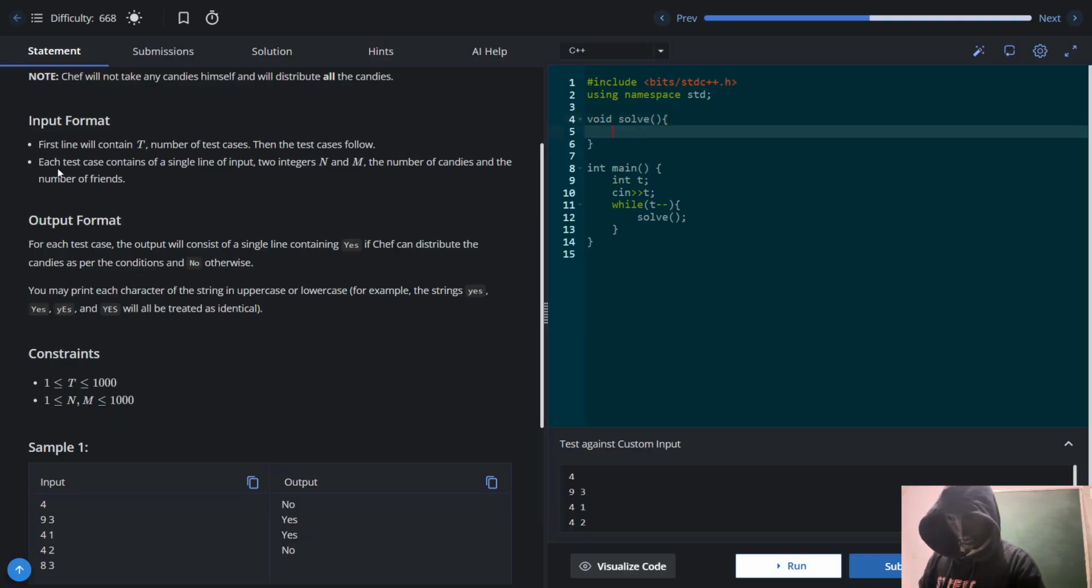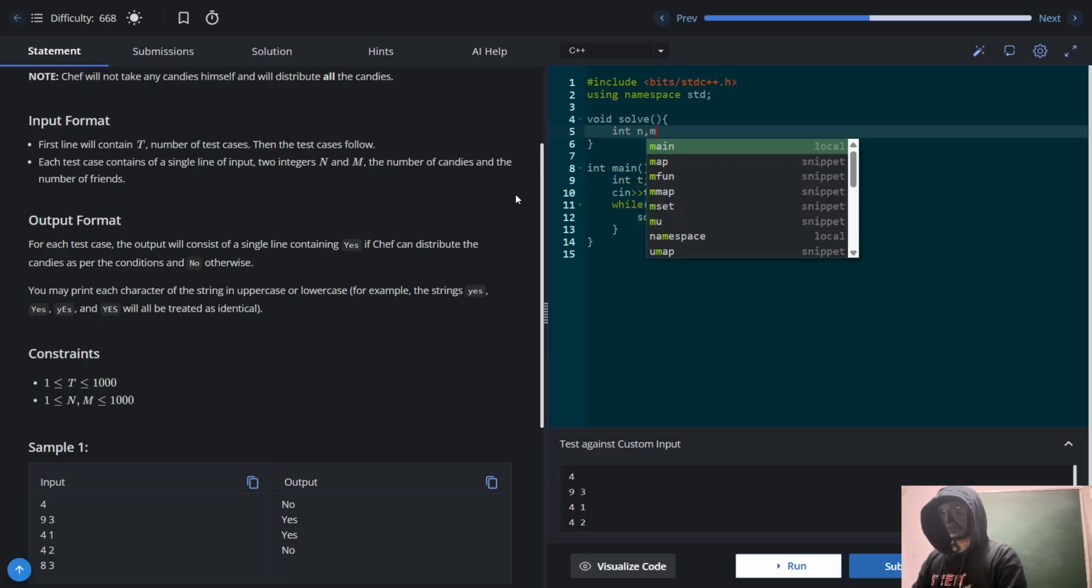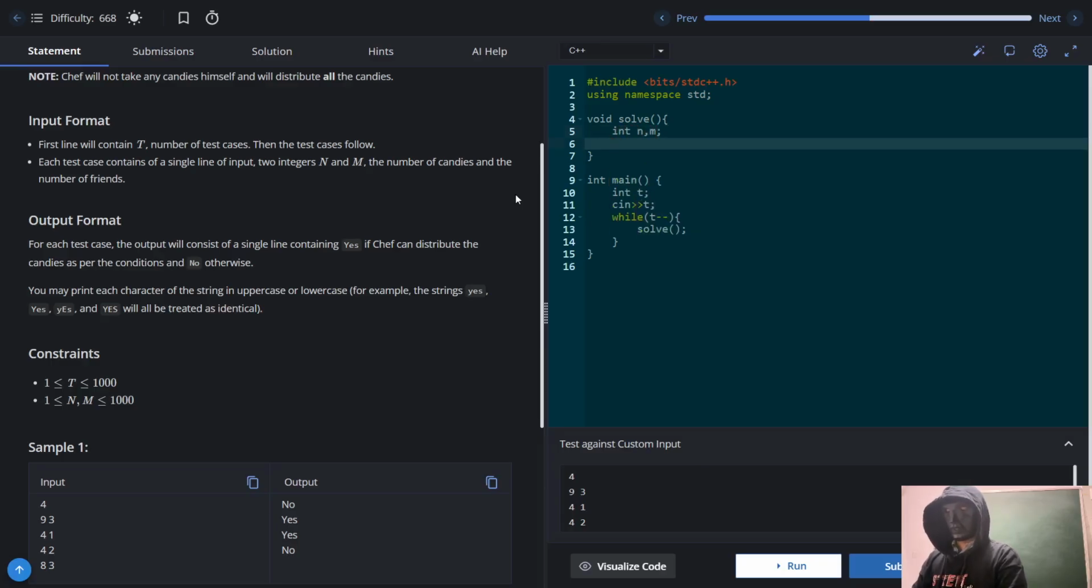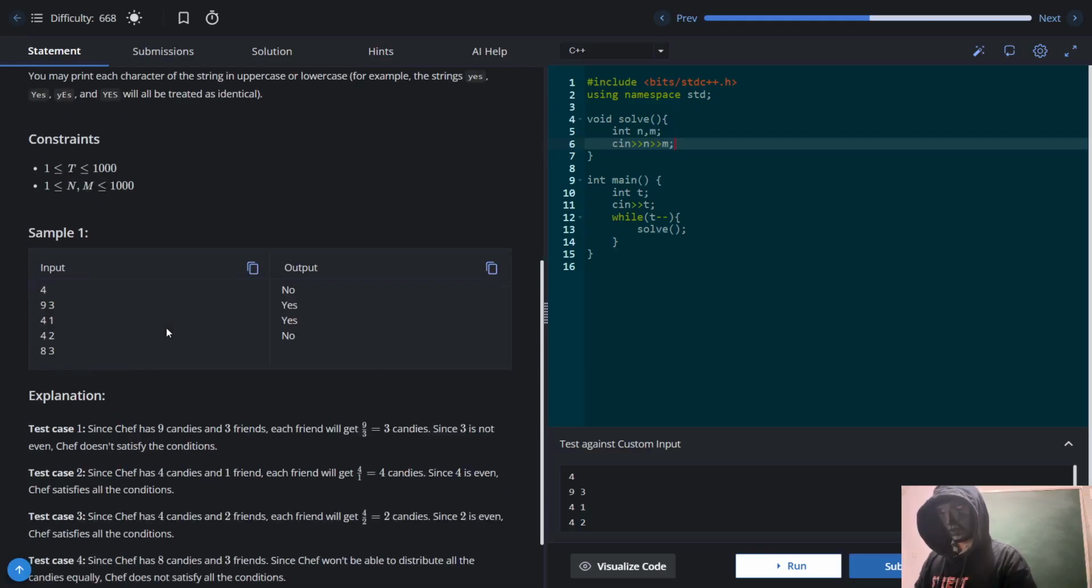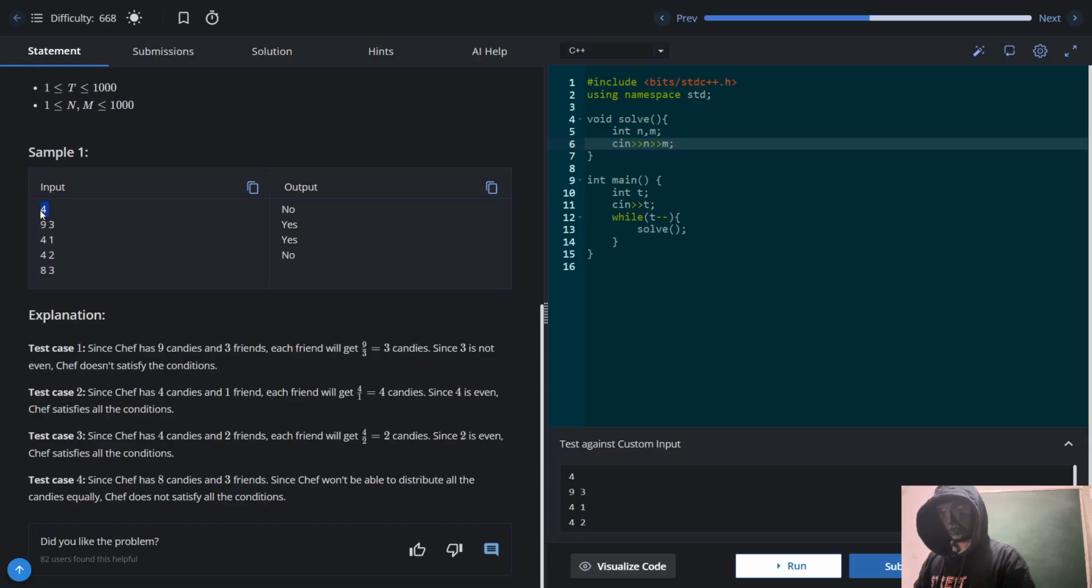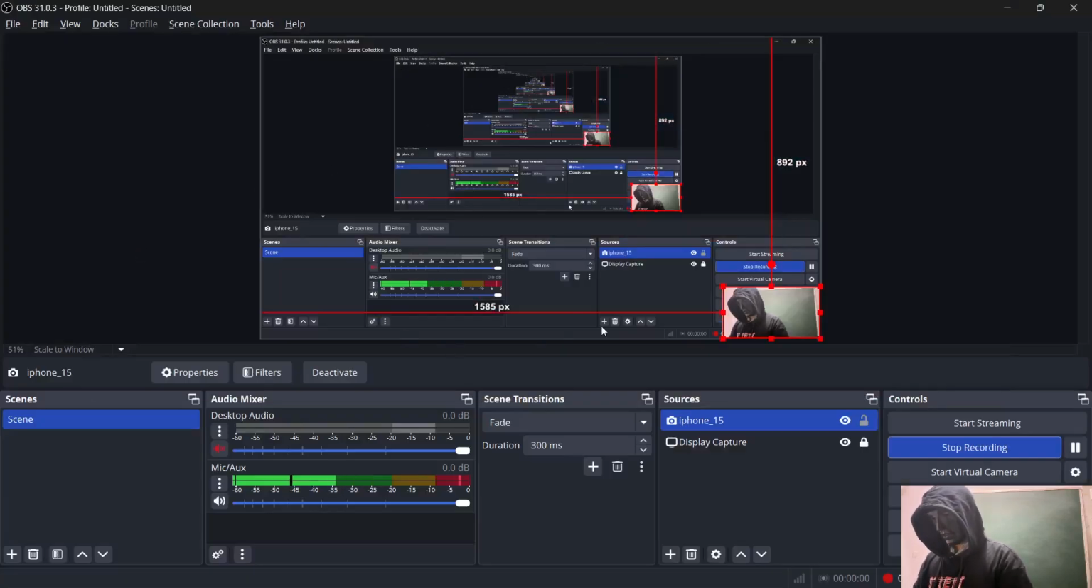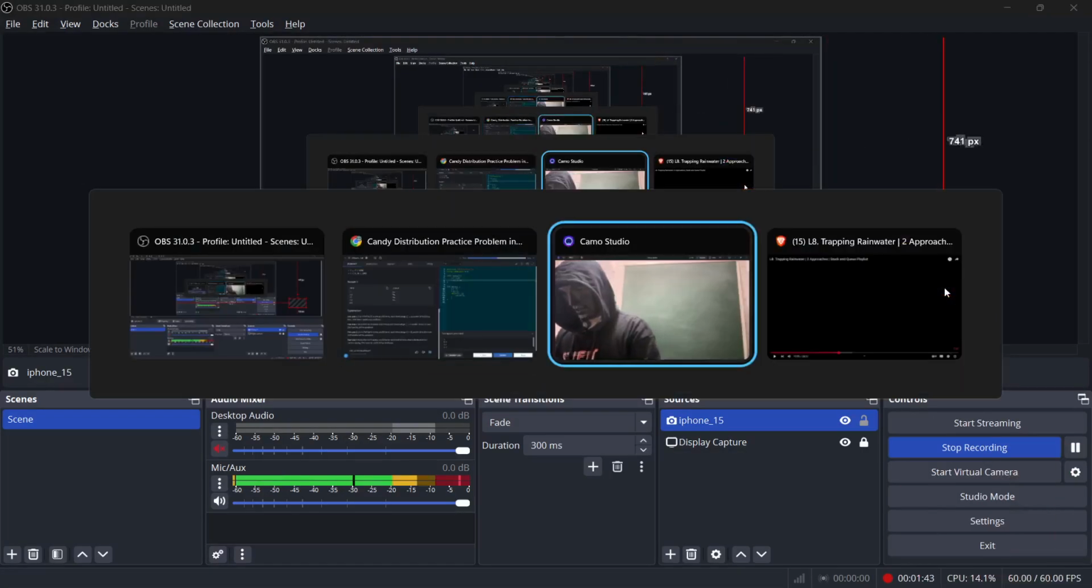Each test case consists of a single line of input with two integers, n and m. n is the number of candies chef has, and m is the number of friends he has. We'll have to print yes or no depending on whether the condition is satisfied. There are four test cases, and the first example is 9 3. Let me take you to the board.